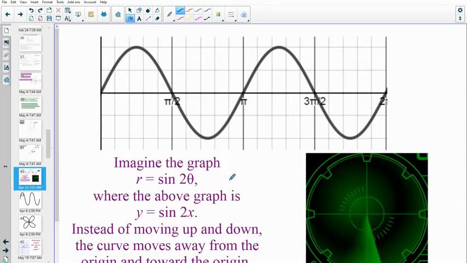So what we're looking at right now is the graph of y equals sine of 2x. And we know what y equals sine of 2x looks like. It's a periodic function.